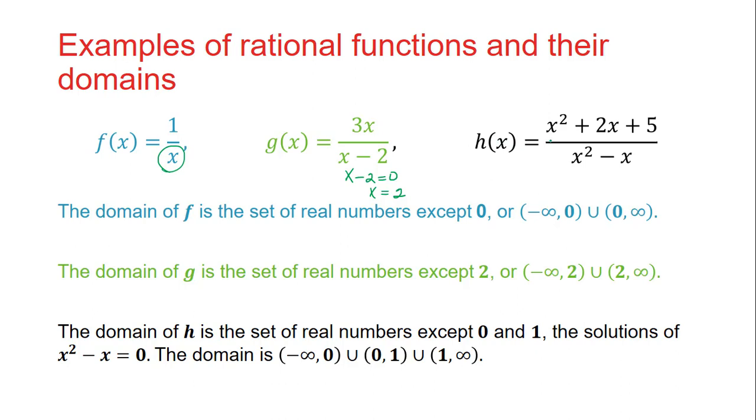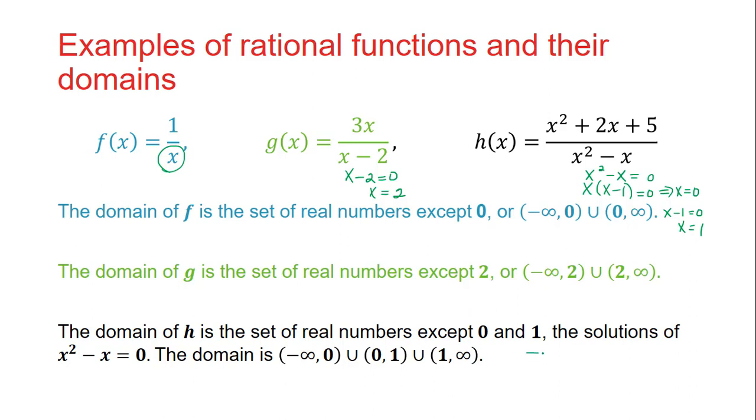Then h of x is the quantity x squared plus 2x plus 5, all divided by the expression x squared minus x. So the domain of this function is all real numbers except for where x squared minus x is equal to 0. And this is a quadratic equation. We can factor out the x to get x times x minus 1 equals 0. So when we set each factor to 0, we get either x is equal to 0 or x minus 1 is equal to 0, which is at x equals 1. So we exclude 0 and 1.